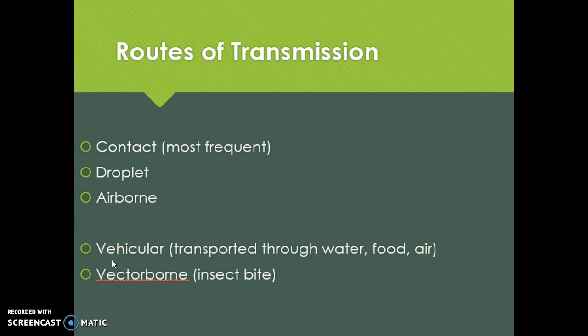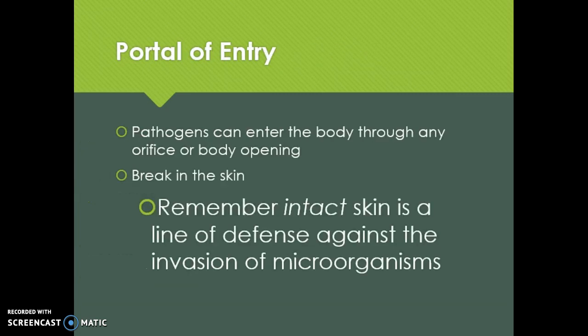Then there's vehicular transmission. So that means it has to have something to ride in. So it will be in the water, in the food, in the air. And then there's vector-borne transmission, and that's an insect bite. Portal of entry is how does it get from one person to another? Normally, it's a break in the skin.